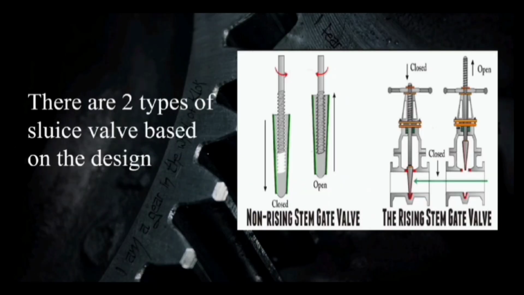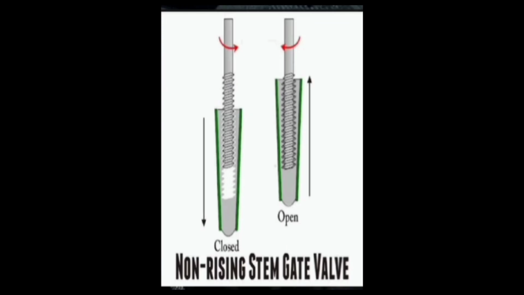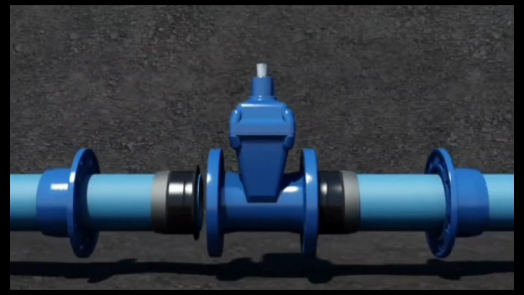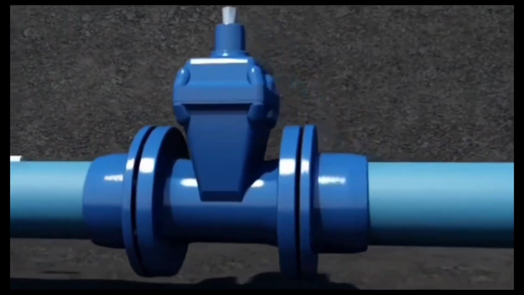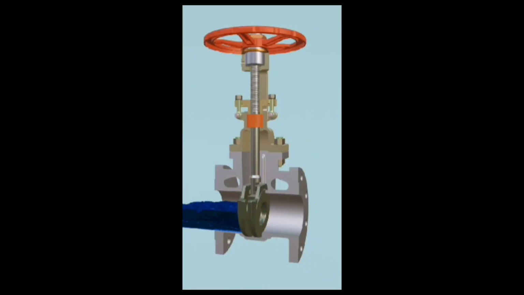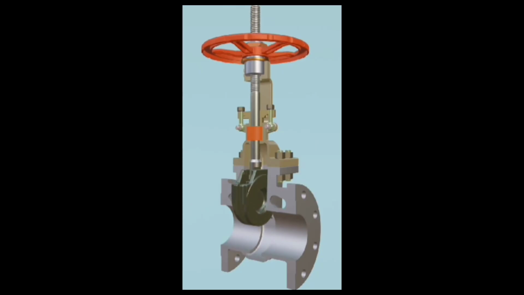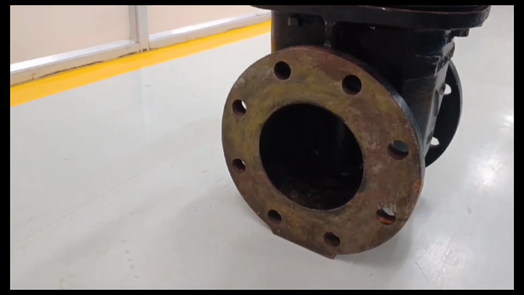There are two types of sluice valve based on the design: raising stem sluice valve and non-raising stem sluice valve. In this video, we are testing for non-raising stem sluice valve. The range of sluice valve in size from 50 to 1200 mm is used for water supply up to 45 degrees Celsius and having double flanged ends for connections.